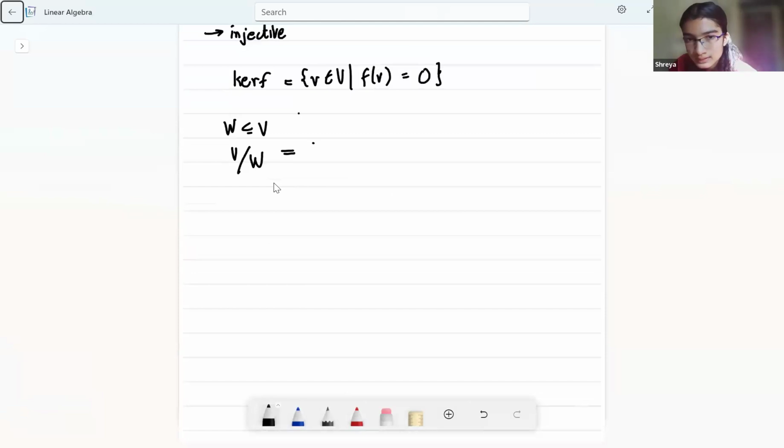And what we're doing over here is we're taking the set of all v plus W. So the elements of this set are themselves sets of this form. So v plus W is just, you take all the elements of W and you shift them by v.